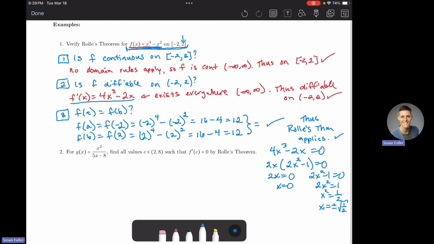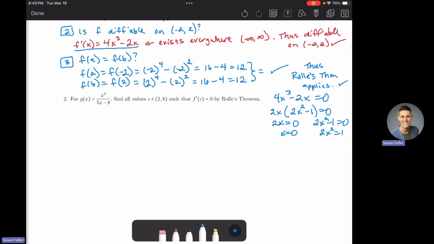If you plug this into your calculator, you will find that the square root of 1/2 is about 0.707, and both positive and negatives are in here. So I actually have 3 places where my derivative is equal to 0 in this interval. We're guaranteed at least one. Here we actually have 3 places: 0, positive square root of 1/2, and negative square root of 1/2. And again, to verify that Rolle's theorem applies, you just have to check your boxes. But if you wanted to finish the theorem, this is how you would do it. Okay, so that was kind of extra.